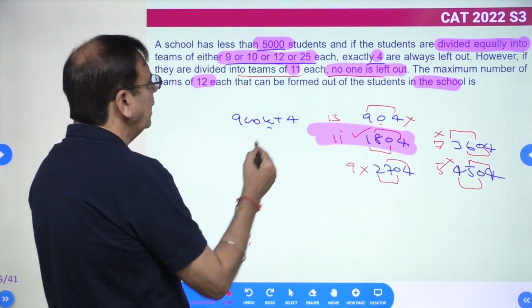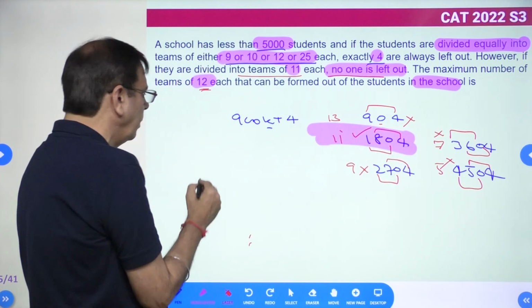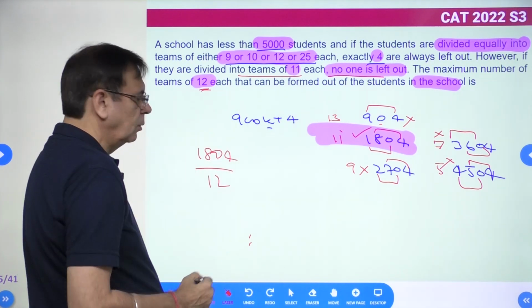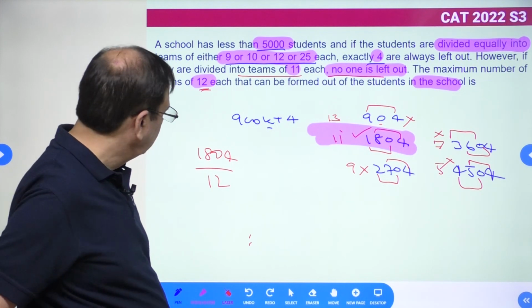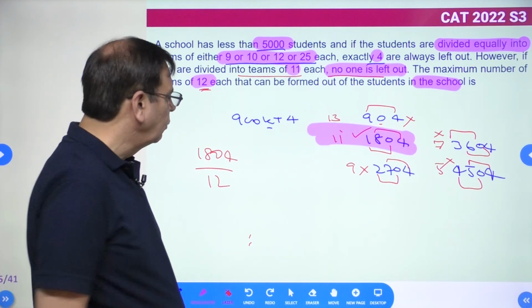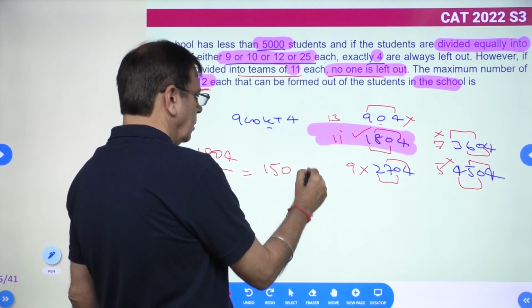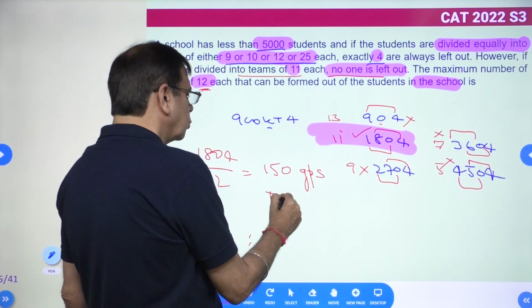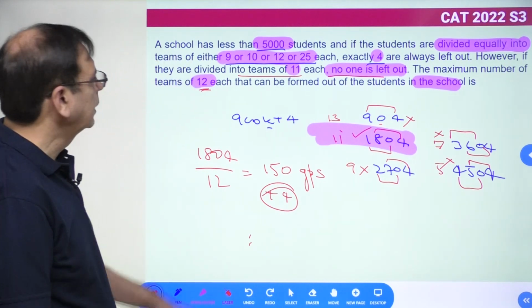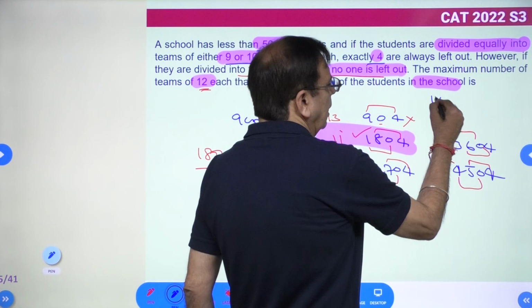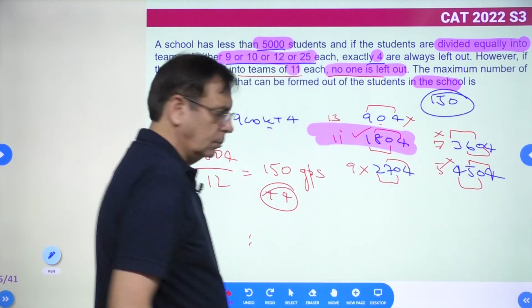Now if you divide these 1804 stones into groups of 12, how much will you get? 1804 divided by 12. What is this? 12 into 18 is 18, 12 into 150 is going to be 150 groups, and 4 stones will be left out. So what is the maximum number of groups that can be formed? In this particular case, it will be 150.